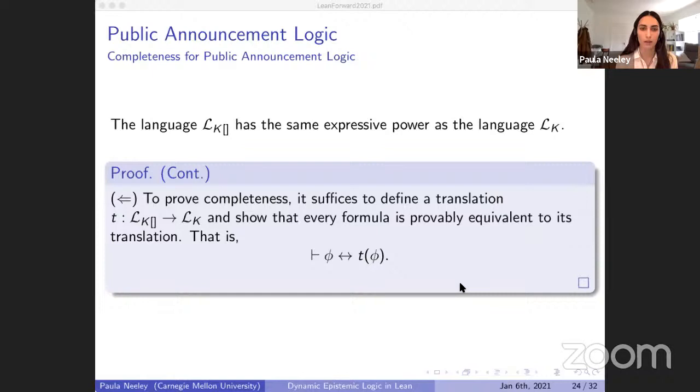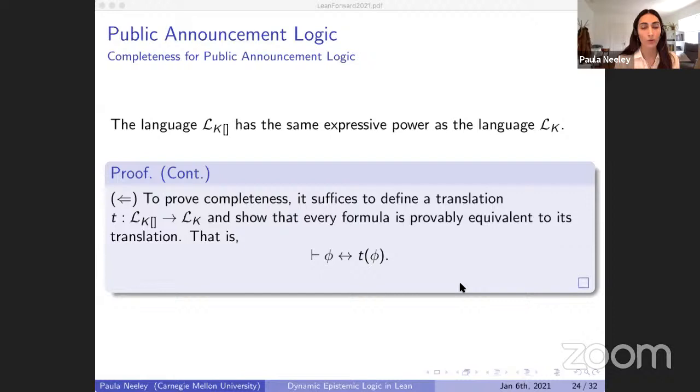So theoretically, the language of public announcement logic has the same expressive power as the language of epistemic logic. And by expressive power, I mean that there's no formula that can be written in the language of public announcement logic that can't also be written in the language of epistemic logic. Now, from a practical standpoint, having announcement operators is very useful. Without them, formulas could become quite lengthy. And kind of by analogy, there's a reason we don't all use Sheffer strokes all the time. It's nice to have other connectives to make formulas a little shorter or easier to read. But theoretically, these two languages are essentially the same.